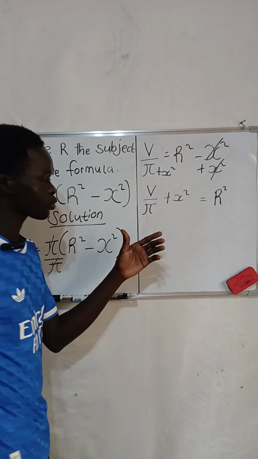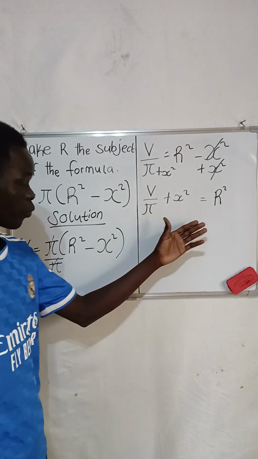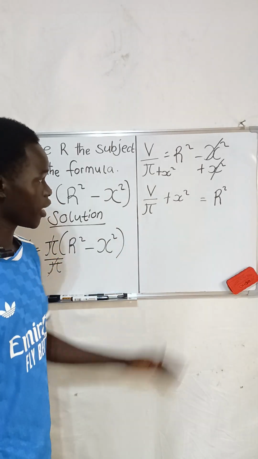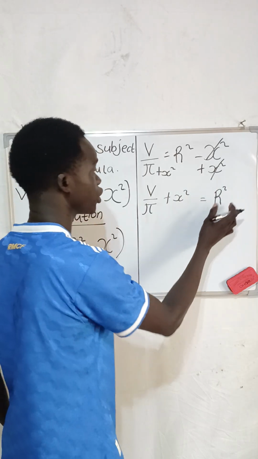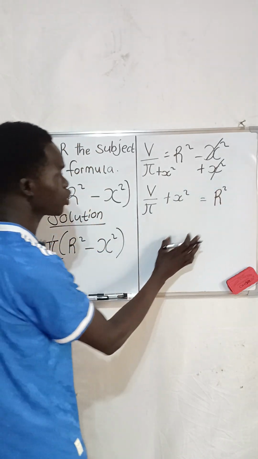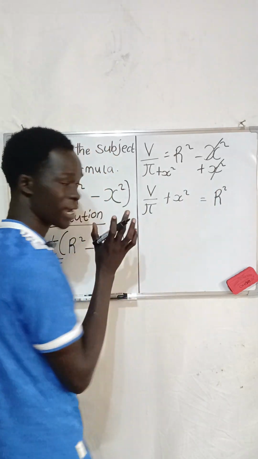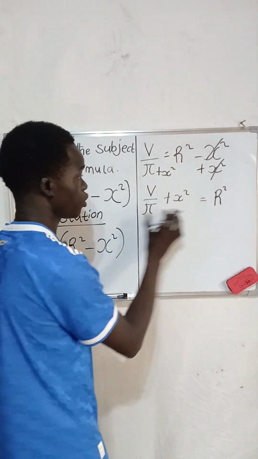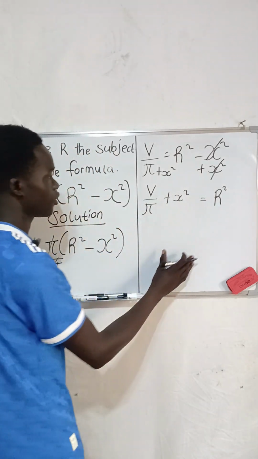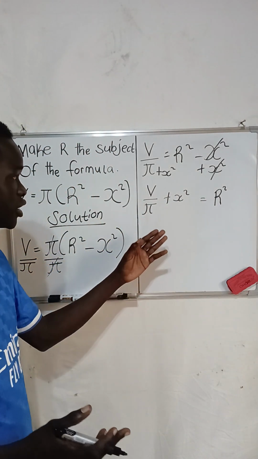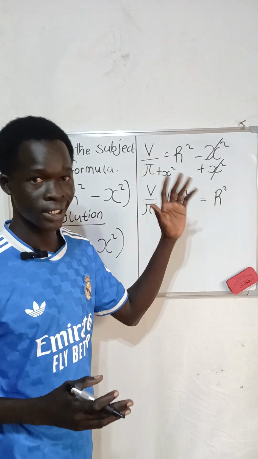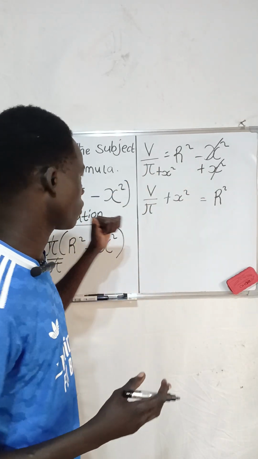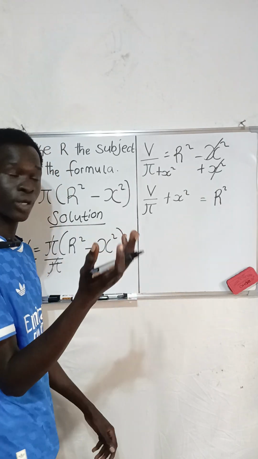Now our goal here is to make r the subject. We have to remove this square. So how are we going to remove the square? We're going to remove this square by applying a square root on both sides. Whenever you are applying a square root on both sides, remember you have to add plus or minus.